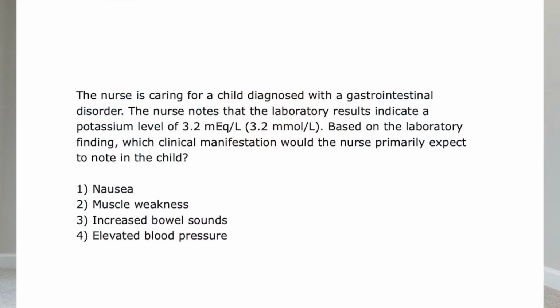Number 10. Last one. The nurse is caring for a child diagnosed with a GI disorder. The nurse notes that the laboratory results indicate a potassium level of 3.2. Based on the lab finding, which clinical manifestation would the nurse primarily expect to note in the child? 1, nausea, 2, muscle weakness, 3, increased bowel sounds, or 4, elevated blood pressure. I'll give you guys a minute. And the answer here is number 2, muscle weakness.